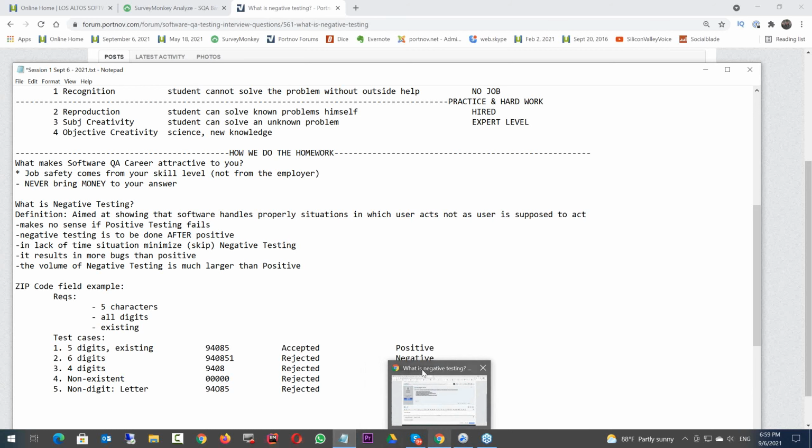In a real test case, guys, we will not say accepted or rejected. We will say exactly how it was rejected. So far, I told you it's very minimalistic what I'm doing right now, and that is negative. Okay, number 6, non-digit, special character. Instead of 0, I will do 94@85. Again, it is supposed to be rejected. Negative.